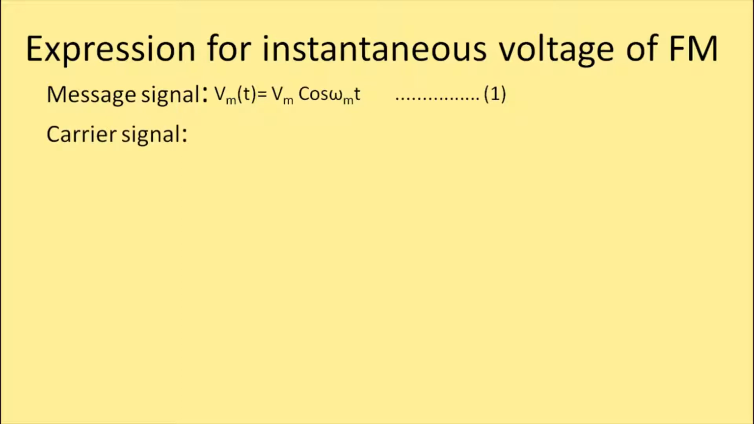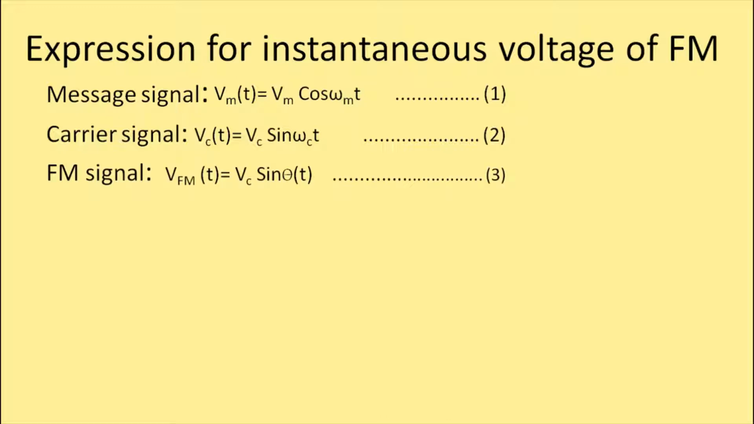Moving ahead, carrier signal is represented as Vc of t is equal to Vc sine omega ct, where again Vc is nothing but the carrier amplitude, omega c is the angular frequency of the carrier signal, and omega c is nothing but equal to 2 pi fc, where fc is the frequency of the carrier signal. I number this as equation 2.